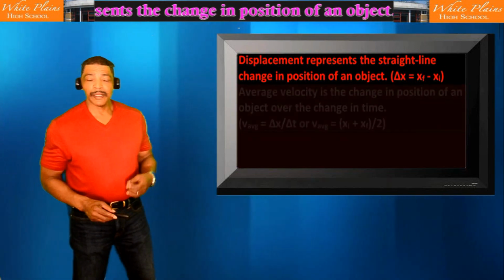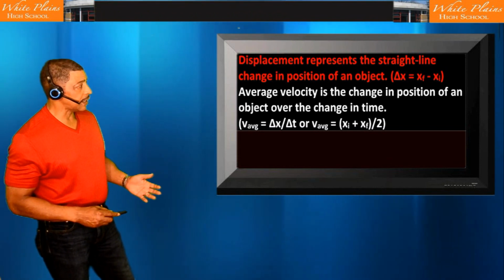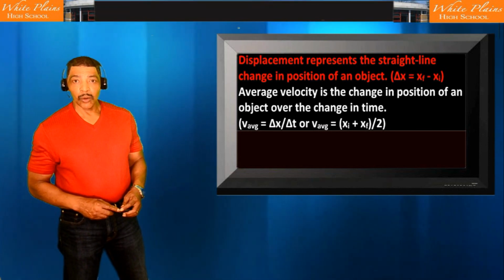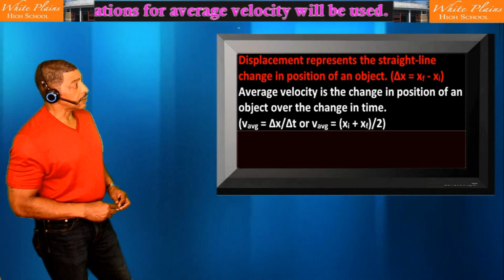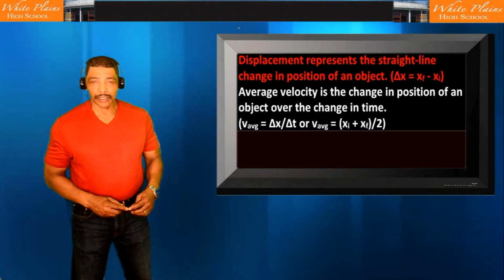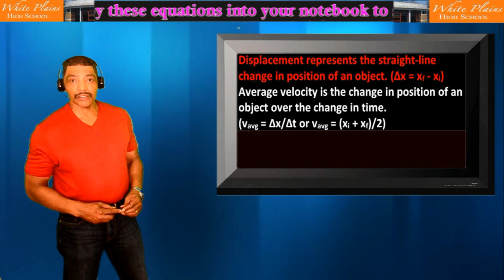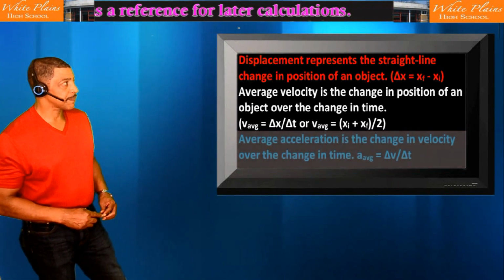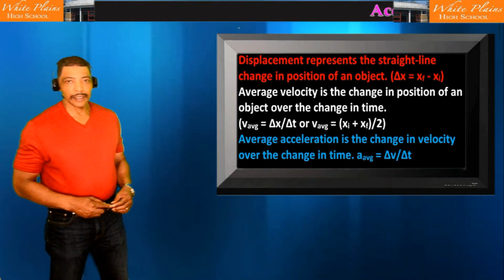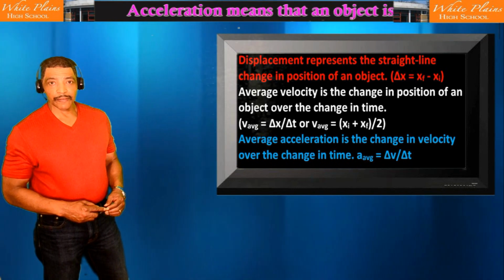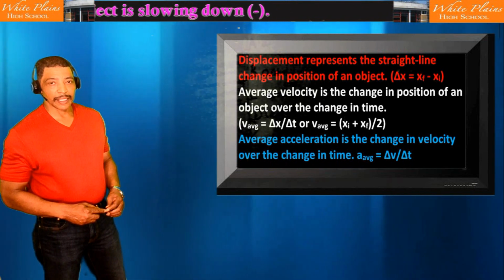Average velocity may be calculated in two ways. First, average velocity is equal to delta x divided by delta t, or the change in position of an object divided by the change in time. Average velocity is also equal to v sub i plus v sub f divided by 2, the initial velocity of an object plus its final velocity divided by 2. Average acceleration is equal to delta v divided by delta t, or v sub f minus v sub i divided by t sub f minus t sub i.